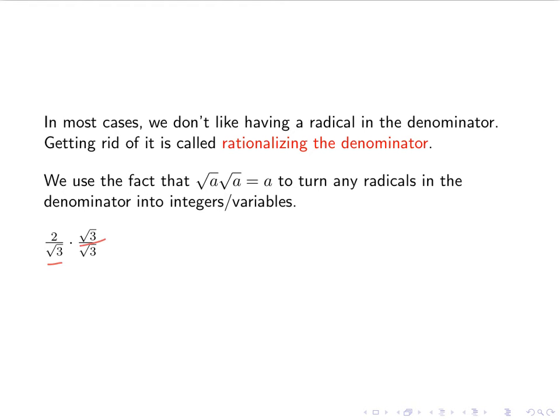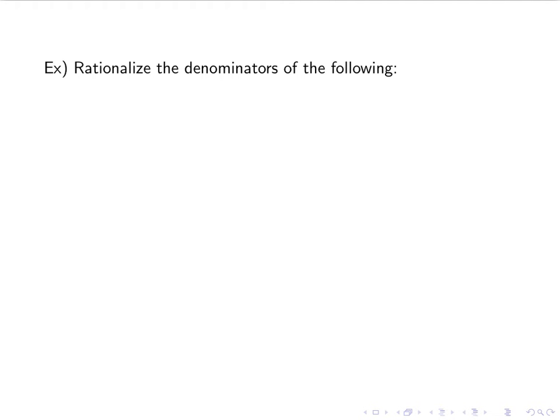My whole denominator is the radical, so I'm going to write root 3 over root 3. It's a 1, so it's not changing the number, right? But it's going to help me because now root 3 times root 3 is 3. So my top is 2 root 3, my bottom is 3. So I have now rationalized the denominator. I went from a radical to an integer. We're going to do that on some more examples.